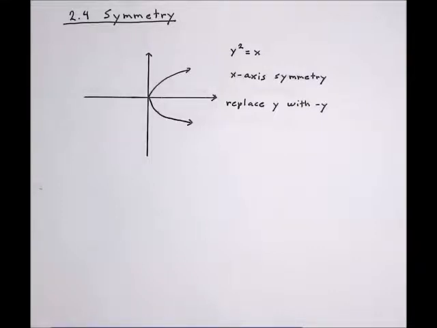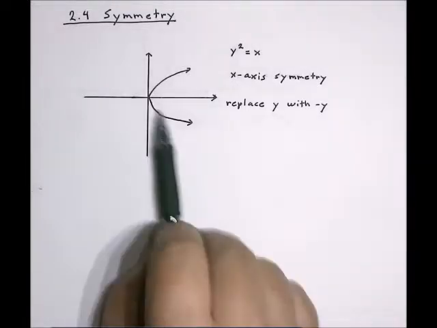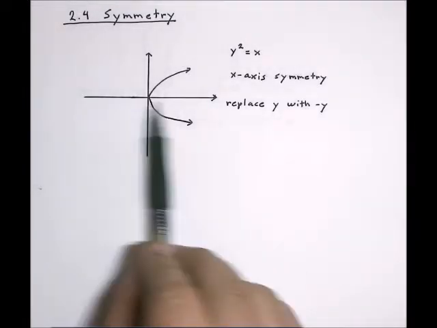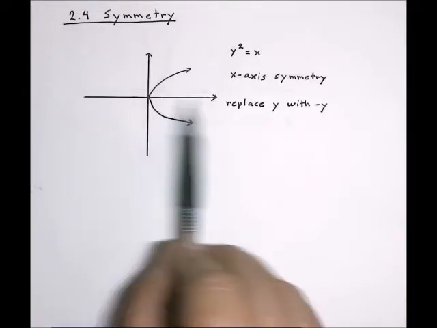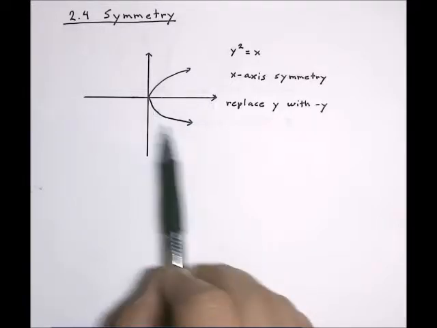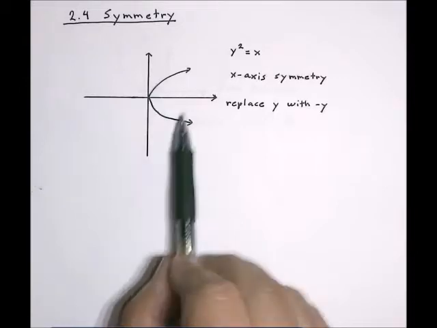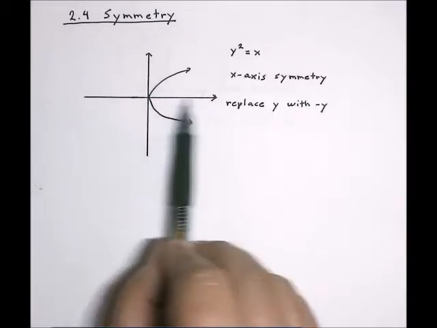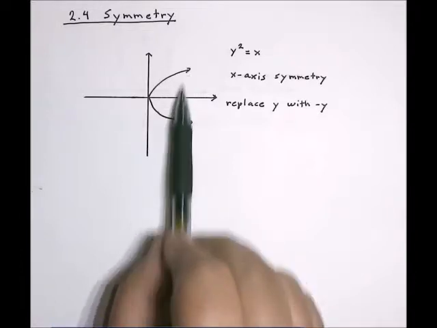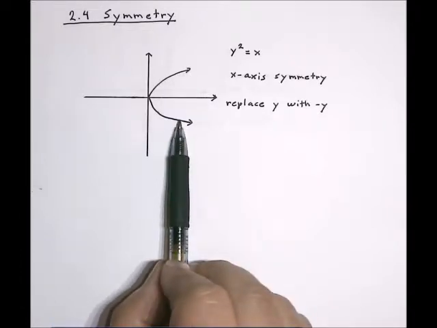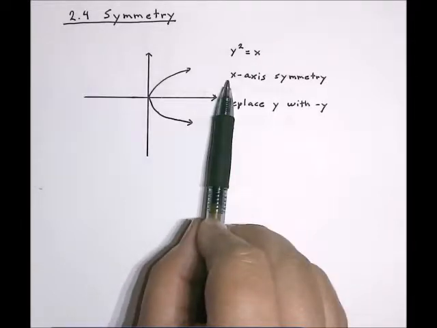Section 2.4 is all about symmetry. We call a figure symmetric if one of its branches is exactly the same on one side of some line as it is on the other. In other words, if I'm looking at this figure and I folded this paper around the x-axis, these lines, if I was a better artist, would match up exactly. And we call that x-axis symmetry.